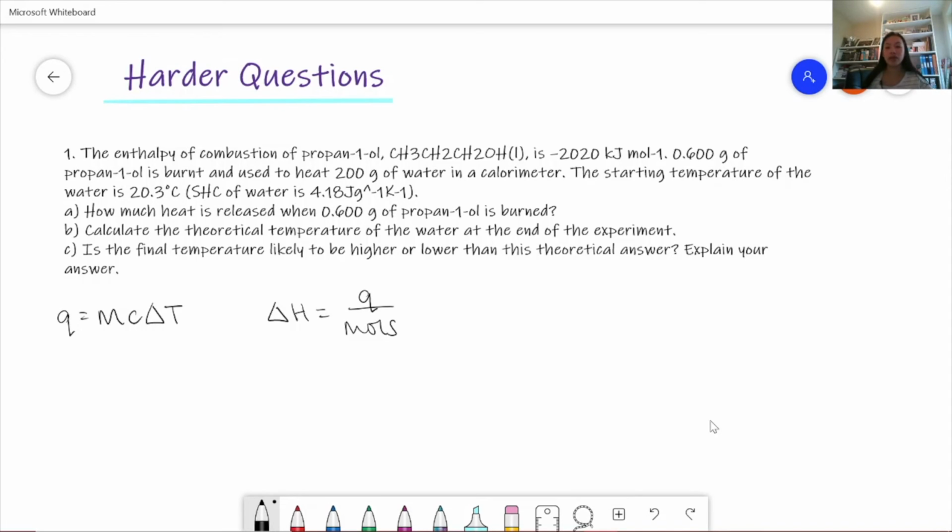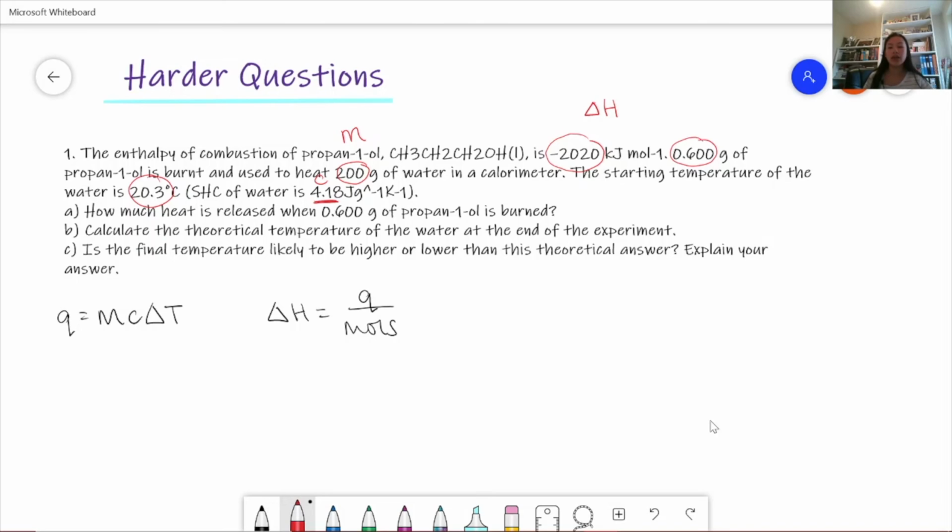And now we have a look at what information we have. So here we have delta H, and this is the mass of the propan-1-ol. This is our M, because you have to remember that for this equation, this always talks about the water or whatever's being heated. So the M here will be this 200 grams and not the 0.6 grams of propan-1-ol. The starting temperature is 20.3 degrees. And we've also got C here, which is the specific heat capacity.